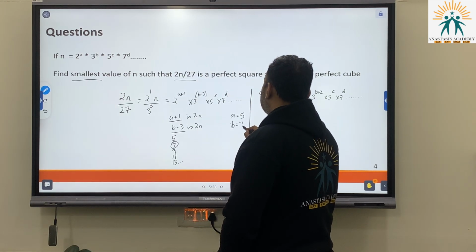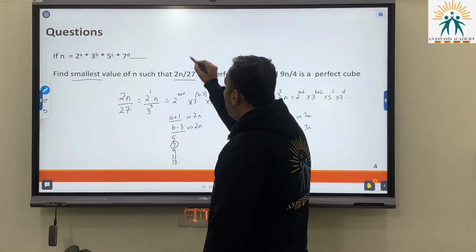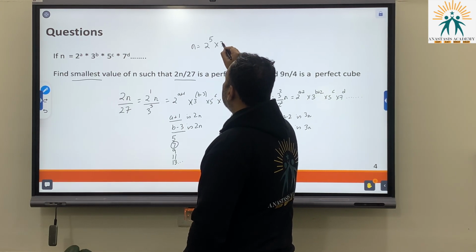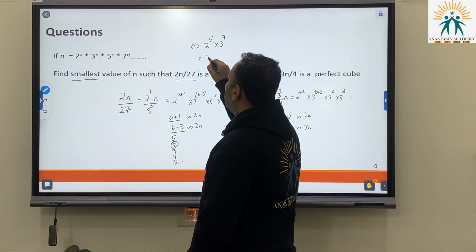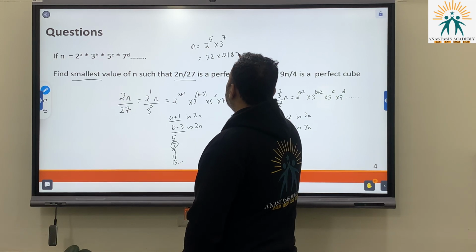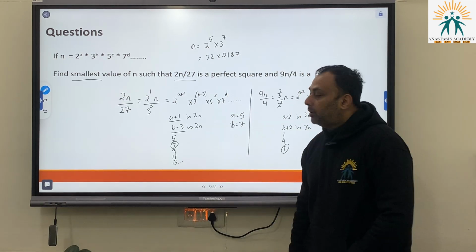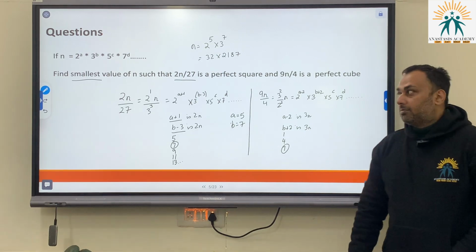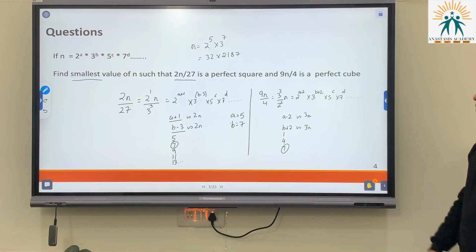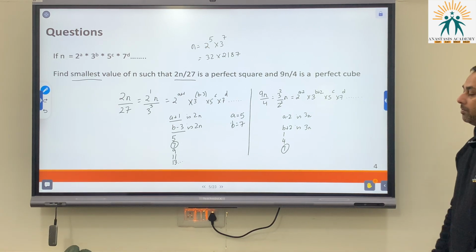So b is 7, or the smallest value of n will be 2 raised to the power 5 into 3 raised to the power 7. In case you are very hell-bent on calculating the precise value, it will be 32 into 2187. This is the smallest possible value of n, such that 2n by 27 is a perfect square and 9n by 4 is a perfect cube. Whatever that result gets you is immaterial.